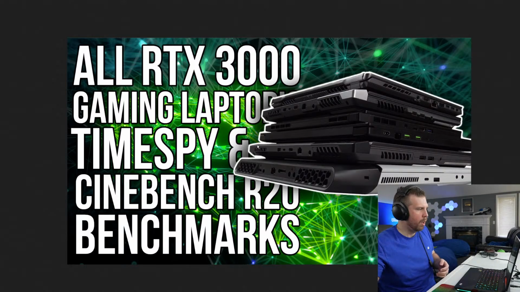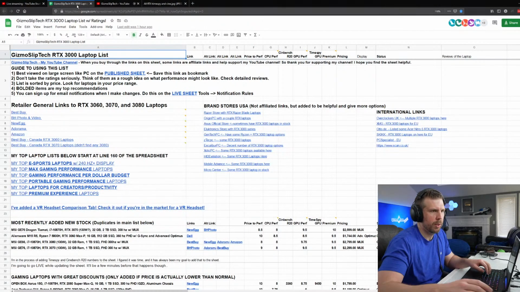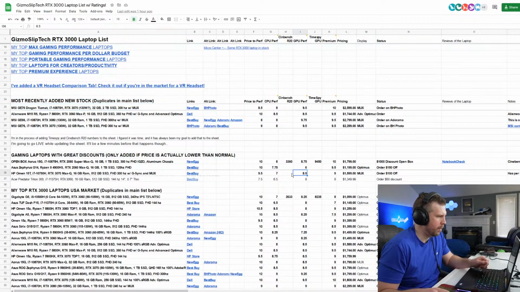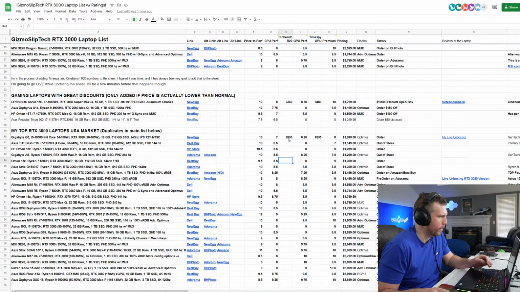Okay. All right. So I've got a list of all the RTX 3000 laptops currently available right here. And we're going to go through and add all the Cinebench and Timespy scores that we can.